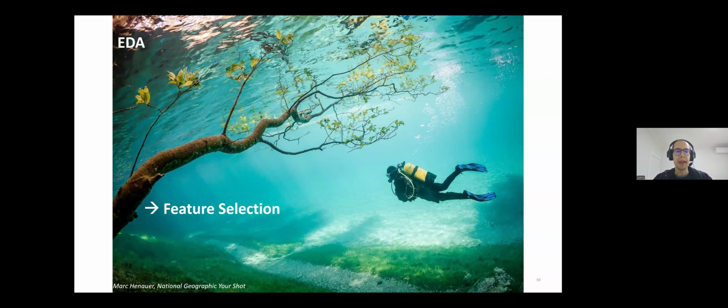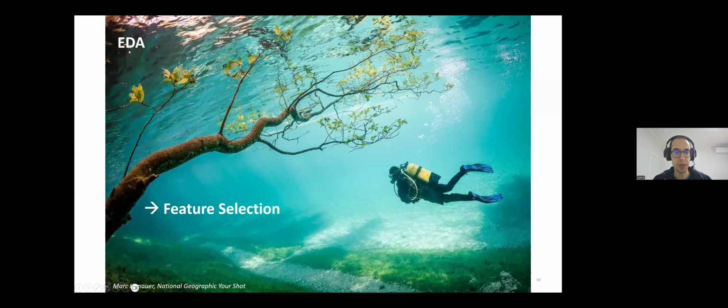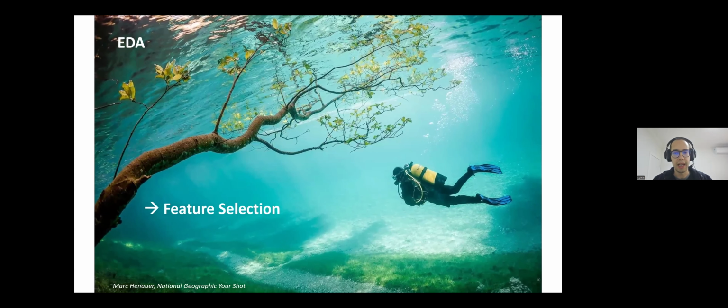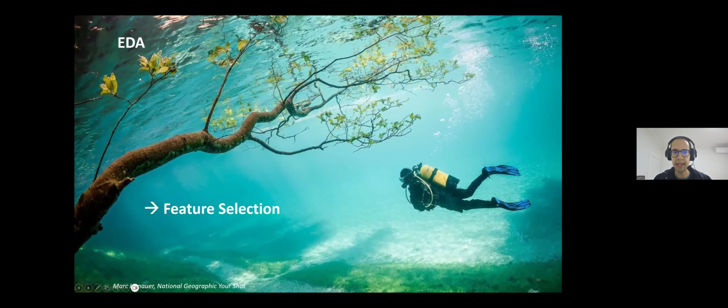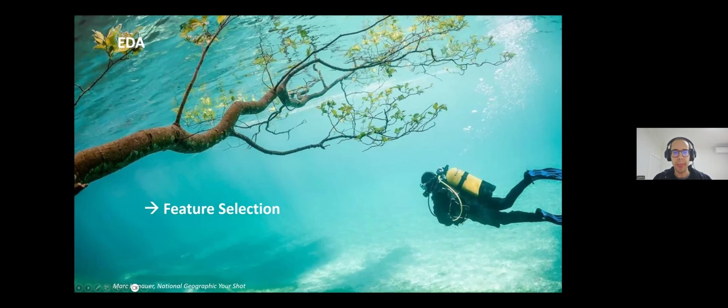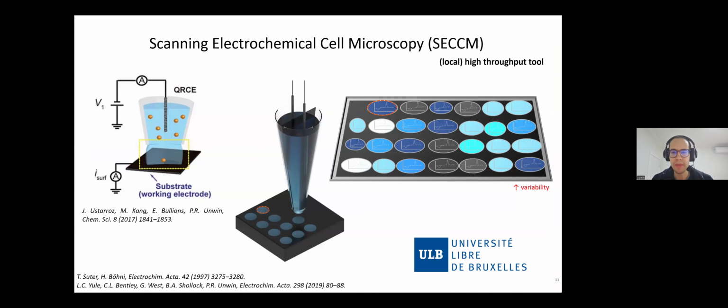All right. So the first example will be on exploratory data analysis, and then we're gonna go for feature selection, which is often a result of a well-done exploratory data analysis, I would say. It's important to have in mind that we use a very specific tool for this. It's called SECCM, but we use it mainly because of its high throughput capabilities.